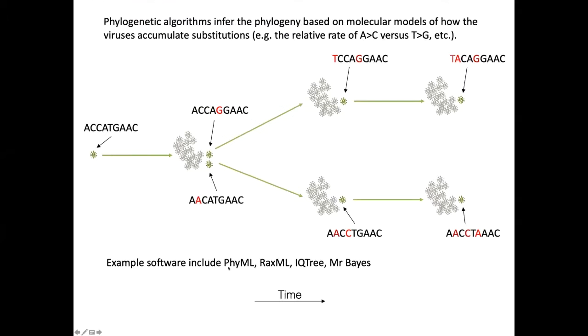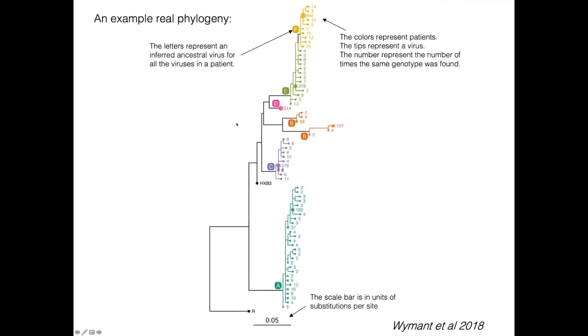Typical software which are used include PhyML, RAxML, IQ-TREE, MrBayes, FastTree as well. Those are very popular software. So now let's look at a real example of phylogeny.